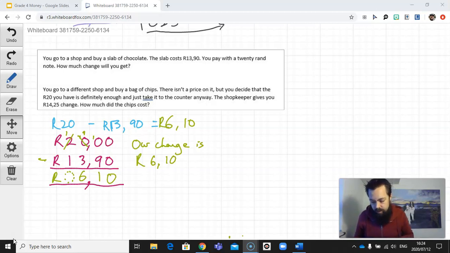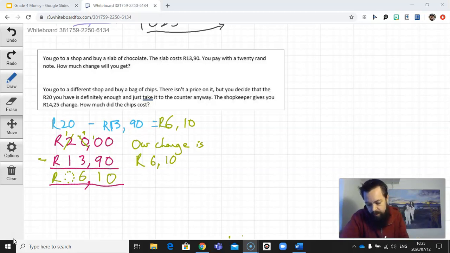Okay, we decide to go to a different shop just for the sake of it. And in this shop, we buy a bag of chips, a bag of crisps. There isn't a price on the shelf or on it. And it's one of those times where you're like, oh, should I, shouldn't I? But you really feel like chips. And you decide that with 20 Rand, you're definitely going to have enough. So it doesn't really matter. So you go to the counter. You hand over your 20 Rand and the shopkeeper gives you 14 Rand and 25 cents change. How much did the chips cost?